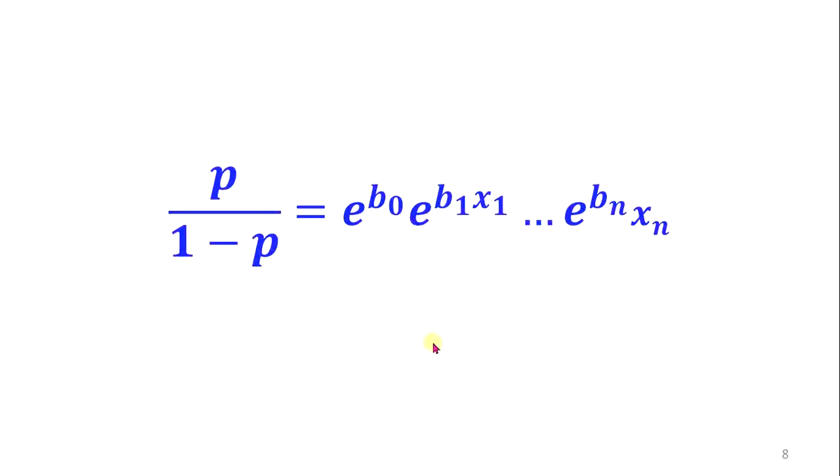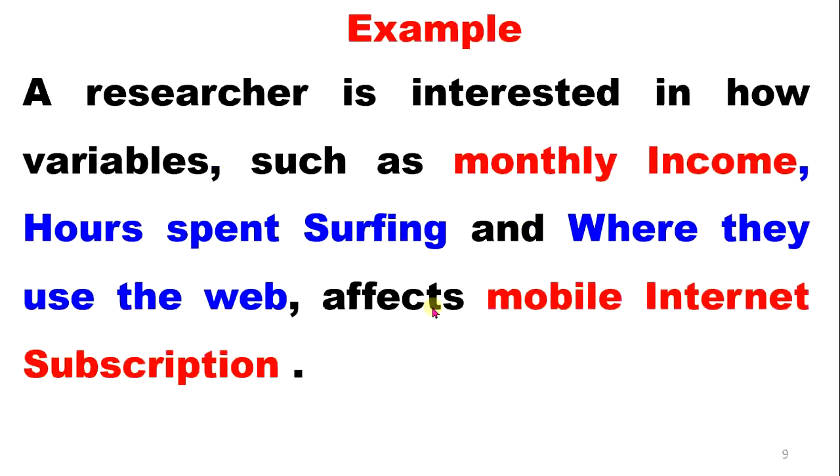ብዙ መጽሐፎች ምን ይላሉ ለእያንዳንዱ ላላችሁ ኢንዲፔንደንት ቫሪያብል ቢያንስ 50 ኦብዘርቬሽን ቢኖር ጥሩ ነው የሚባለው so let us see this example a researcher is interested in how variables such as monthly income, hours spent surfing, and where they use the web affects mobile internet subscription.